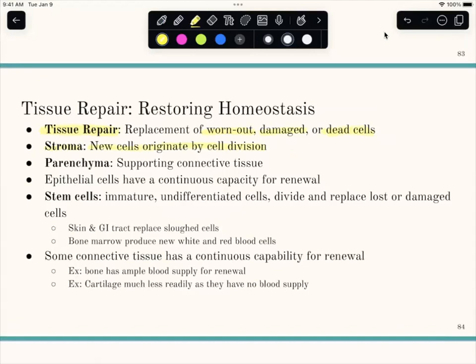Underneath any of our epithelial cells, we're always going to have that supporting connective tissue. And then we have those stem cells. Stem cells are undifferentiated cells. They can divide and create new cells. We have a lot of different types of stem cells in our body. When we get to the different chapters that talk about them, we'll go into detail about them. Just kind of, again, mentioning them here because they will come back.